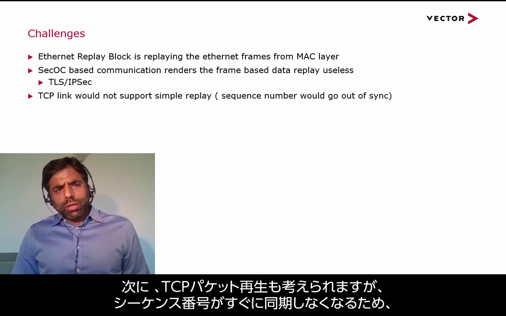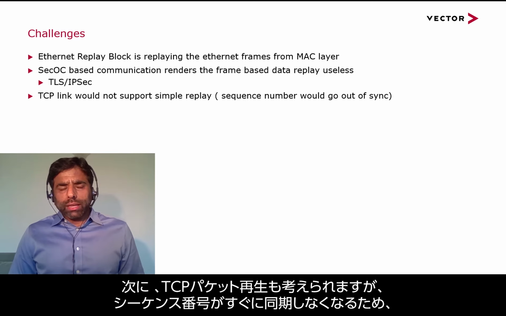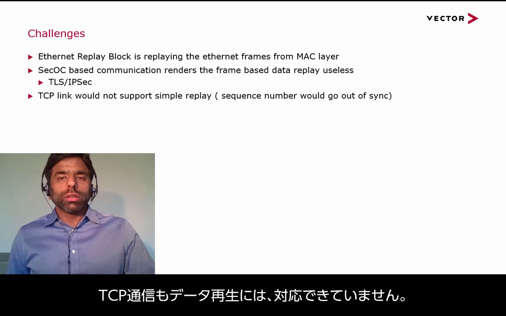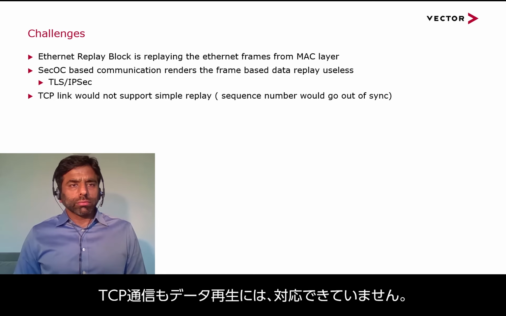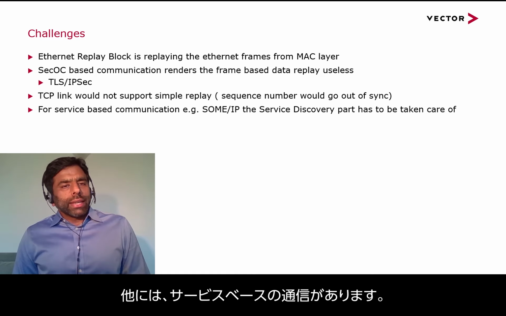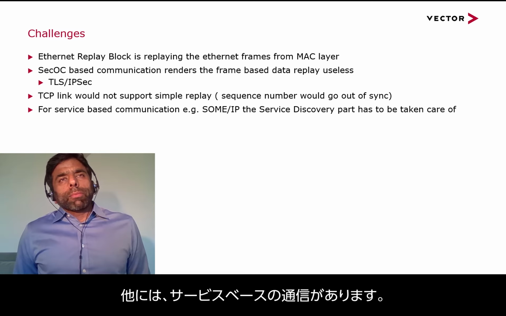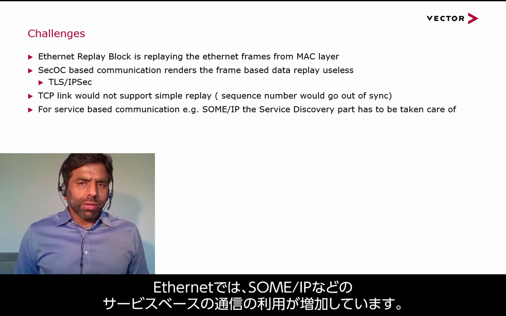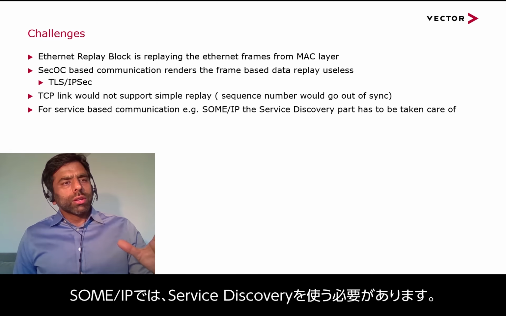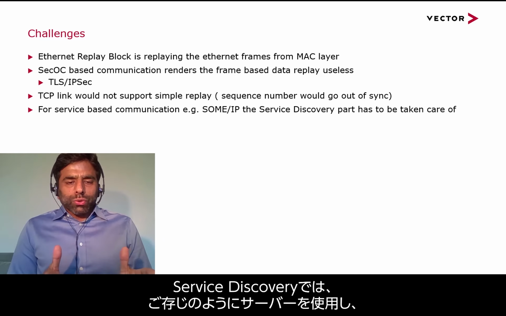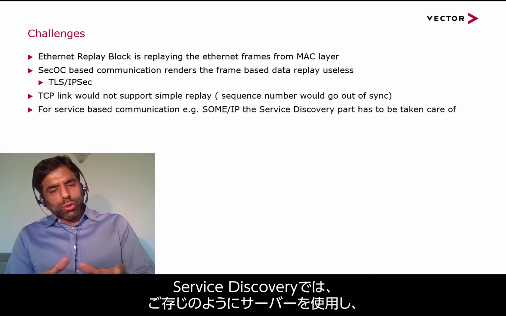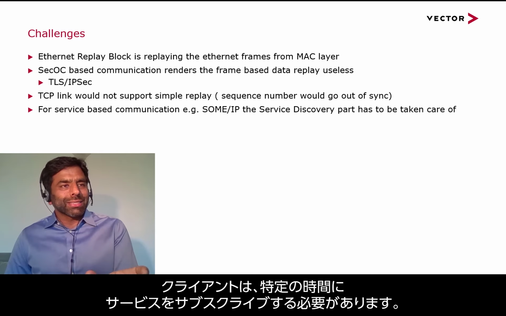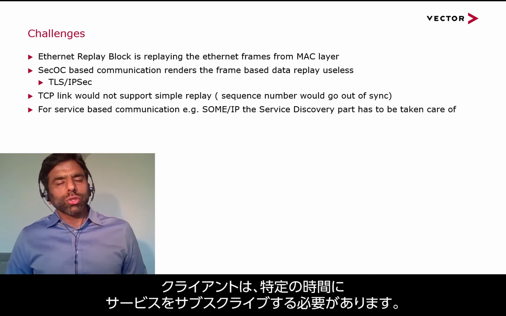Now, we can also consider TCP packet replay, but the TCP link wouldn't support the simple replay as well, because the sequence number would go out of sync very quickly. Then it comes to the service-based communication. With Ethernet, we'll be utilizing more and more service-based communication, for example SOME/IP. With SOME/IP, we have to take care of service discovery. And as we know, within the service discovery, you've got the server and you've got the client. The server would offer the service, the client would subscribe to it, but then there is a timing window where the client has to subscribe to the service.